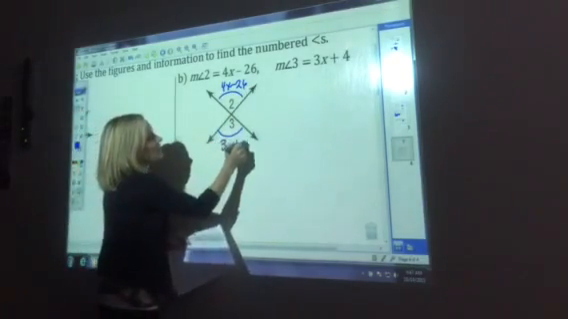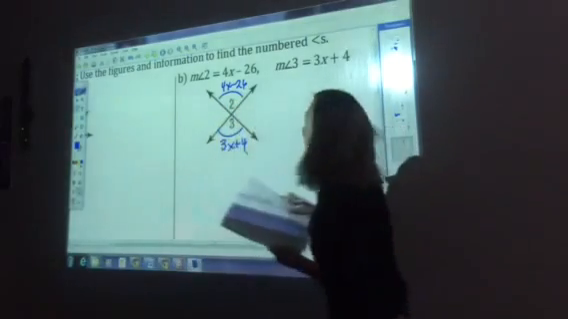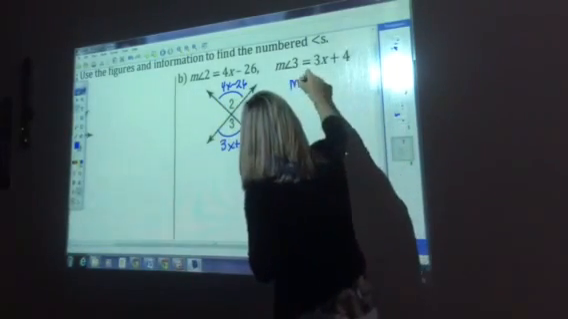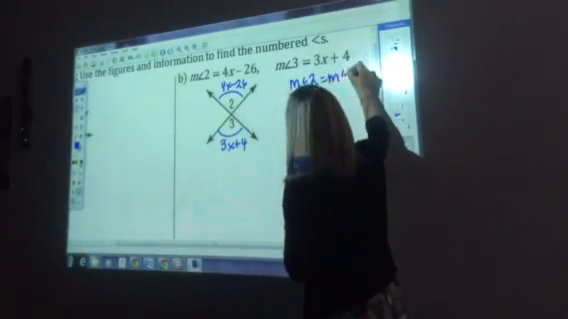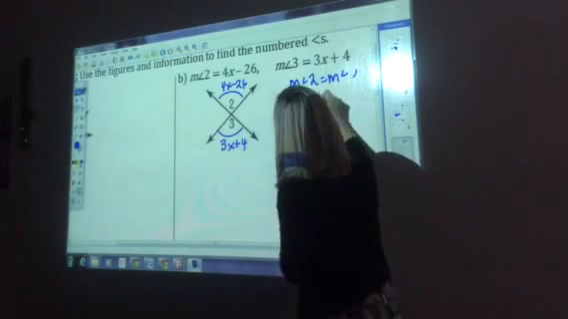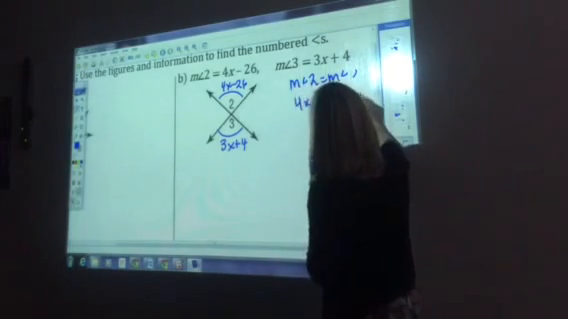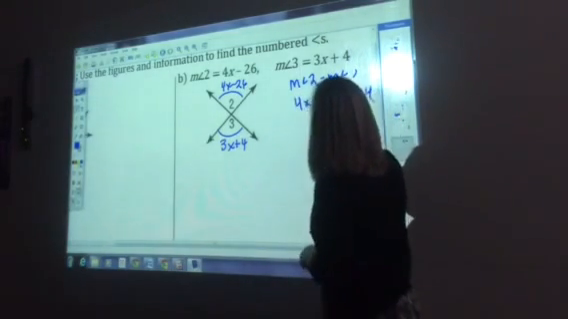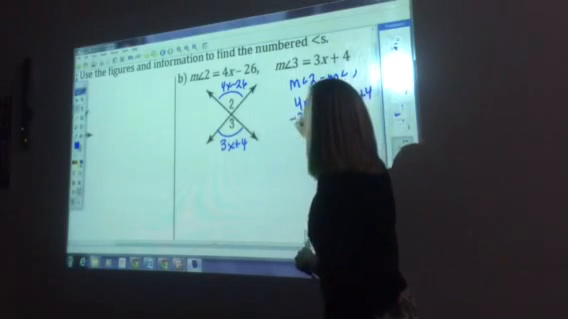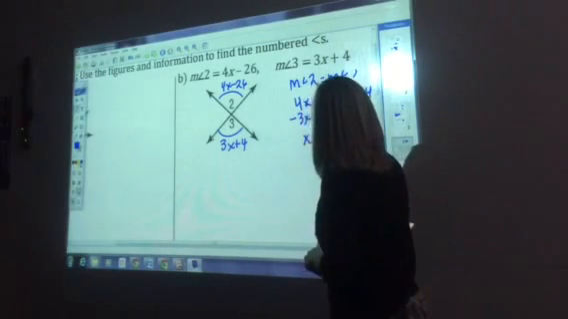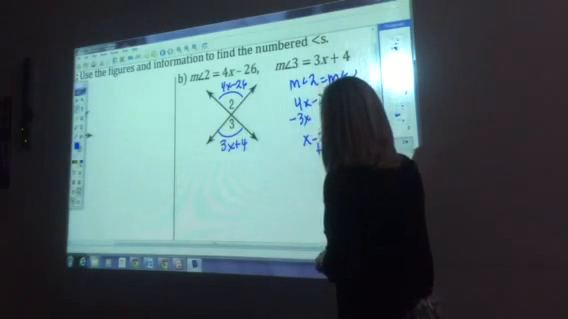3x plus 4. So, because I know that they are congruent, I know that the measure of angle 2 equals the measure of angle 3. So 4x minus 26 is equal to 3x plus 4. So, if I'm solving, 3x minus 3x, I get x minus 26 is equal to 4, plus 26 plus 26, x is equal to 30.